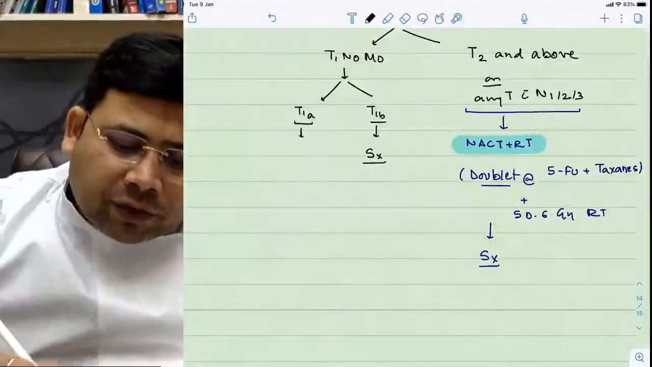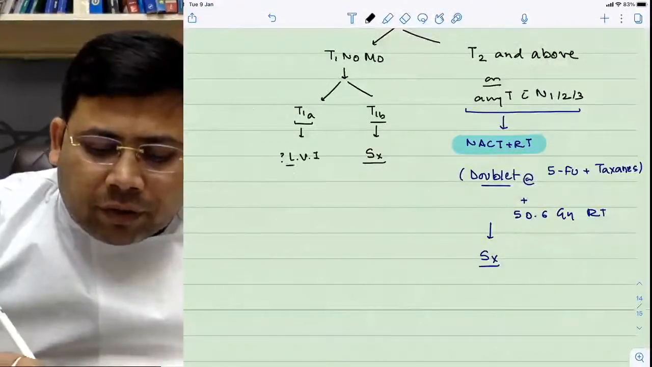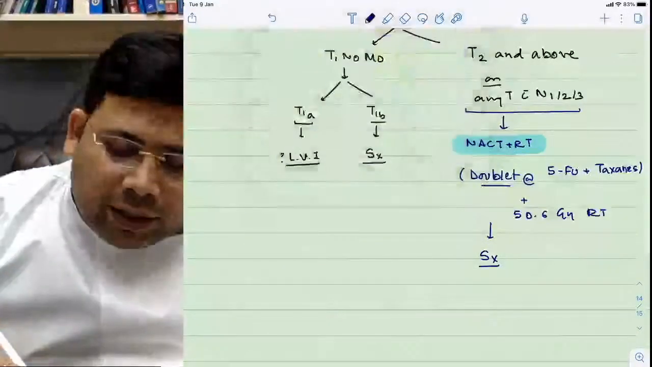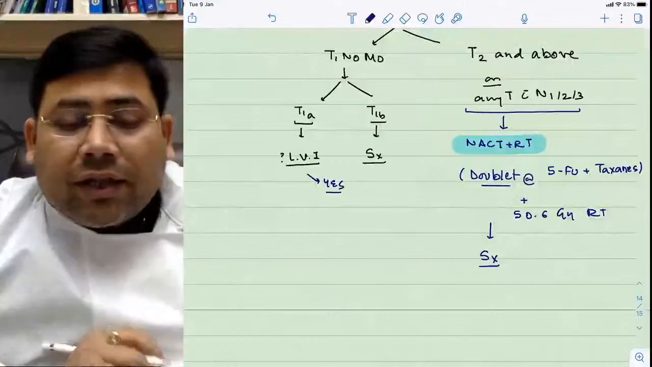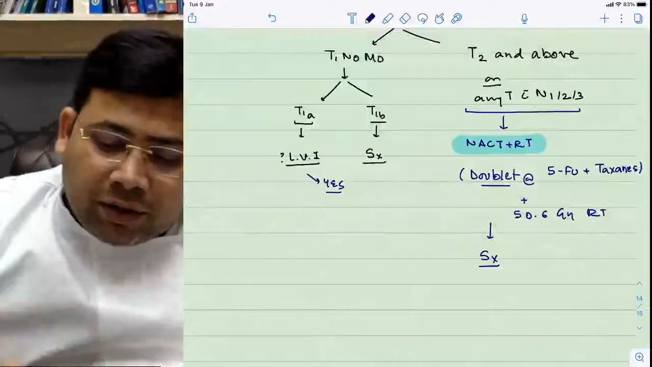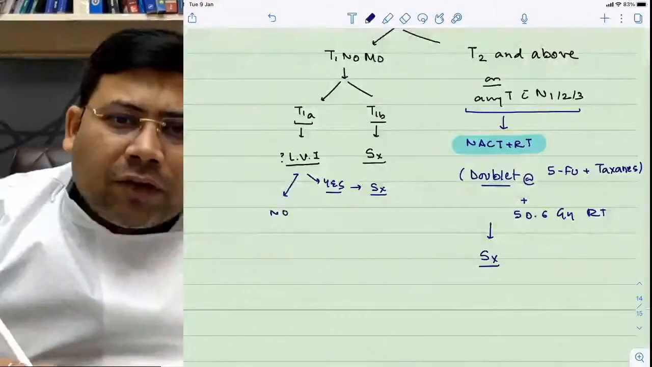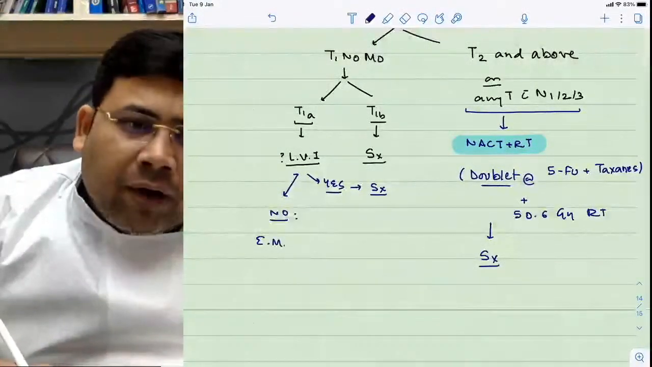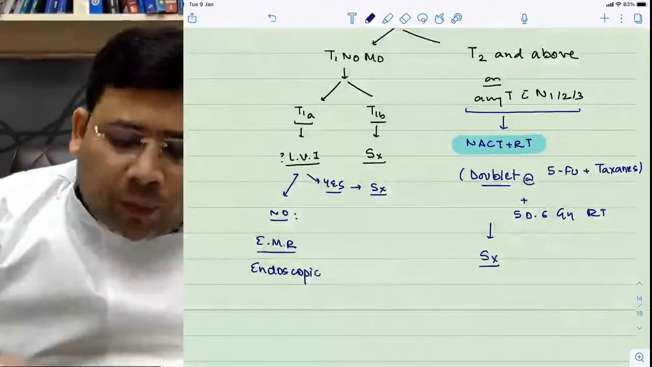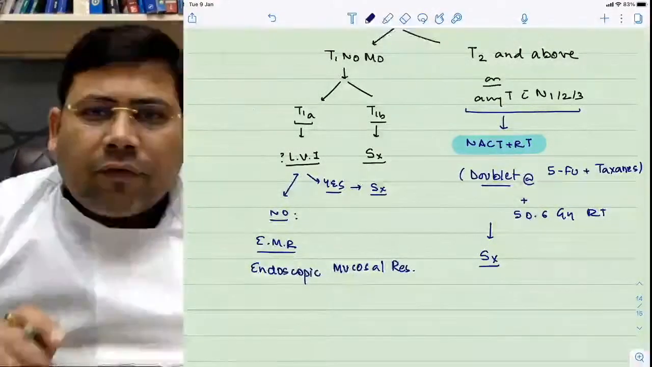If it is T1A, the next question is, is there any evidence of lymphovascular invasion? That you have to confirm with EUS. The answer could be yes, there is evidence of lymphovascular invasion. That means the staging was not right, because lymphatics are present only at the level of submucosa. If it is found, then you will go for surgery. If there is no lymphovascular invasion, you will go for EMR. What do you mean by EMR? Endoscopic mucosal resection. This is very, very important.